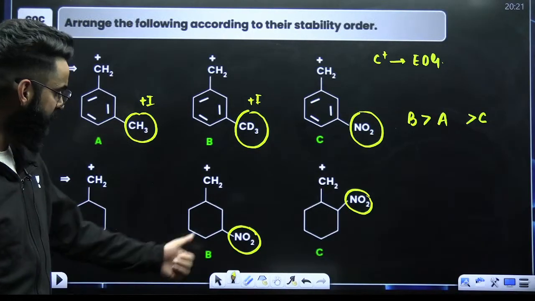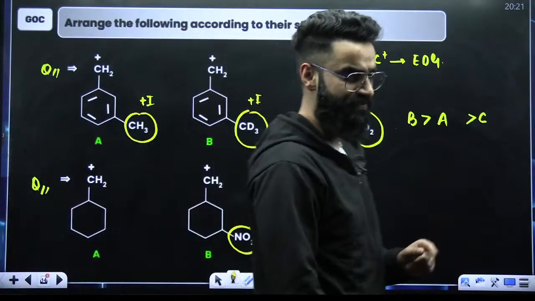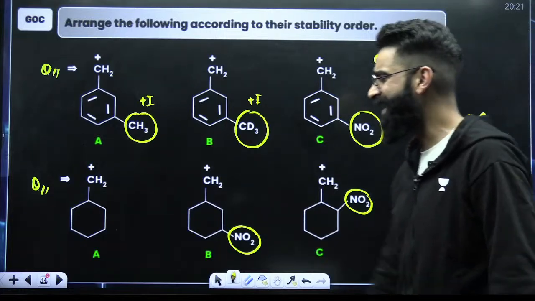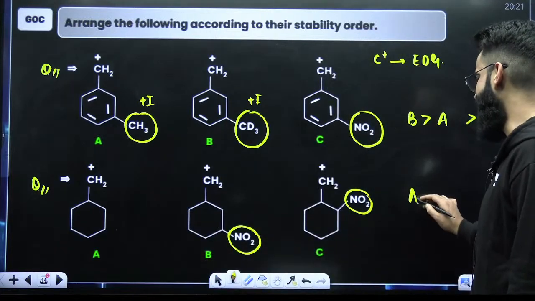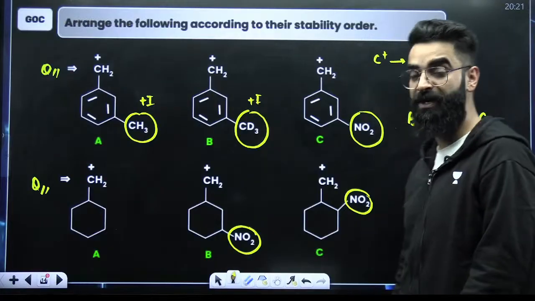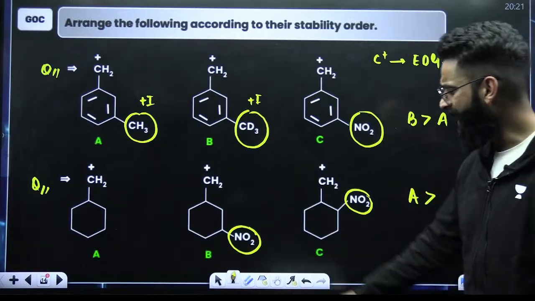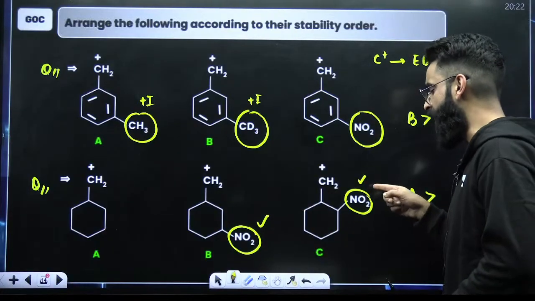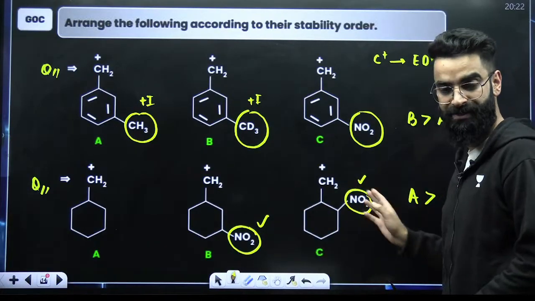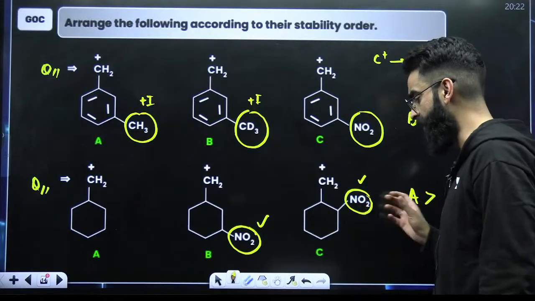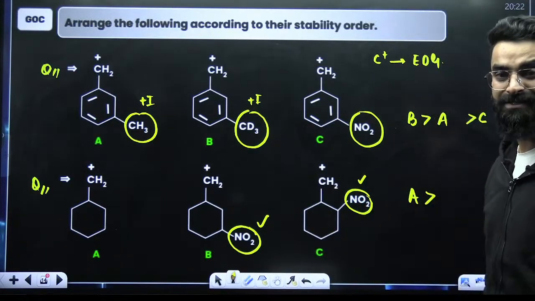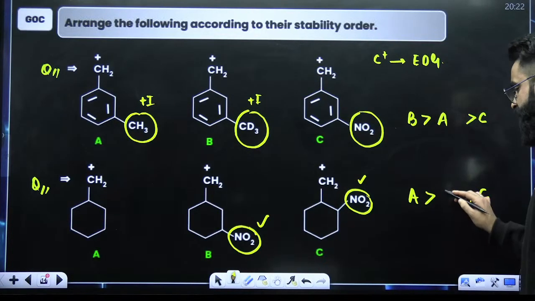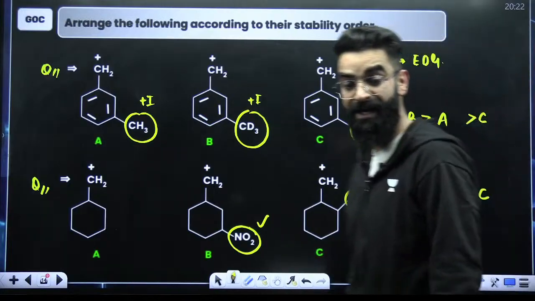Now tell me, which one is going to be more stable? My dear students, first of all, electron withdrawing groups destabilize the carbocation. So I would say A would be maximum stable, because in A, there is no electron withdrawing group attached like nitro. But among B and C, electron withdrawing is closer to the positive charge here. If electron withdrawing is closer to the positive charge, that means this is going to be the least stable. C is going to be least stable, and the order is A, B, C.